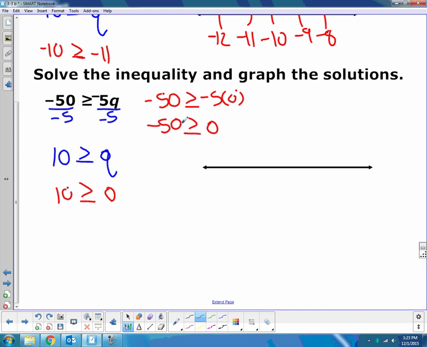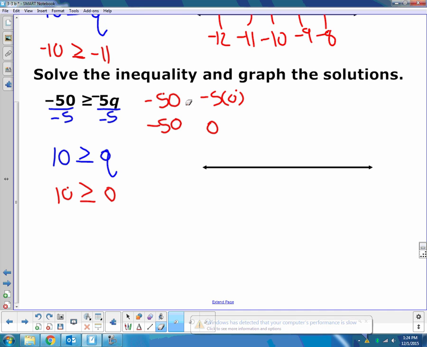It was negative 5 times q, so I divided by negative 5. That's the inverse operation, that's what I've been telling you to do the whole time. Negative 50 divided by negative 5. When I divide by a negative, I'm taking the opposite, so I get a positive 10. That's done correctly, but something is amiss here. This would be that odd situation that I was talking about.